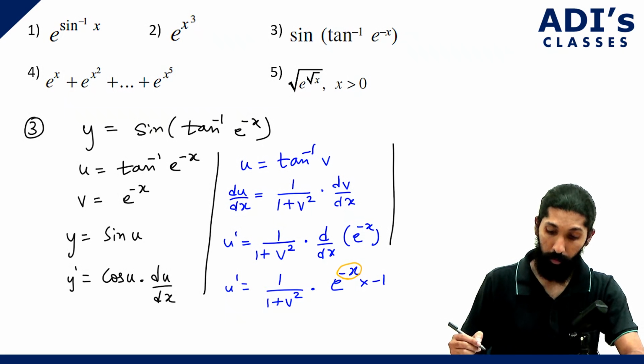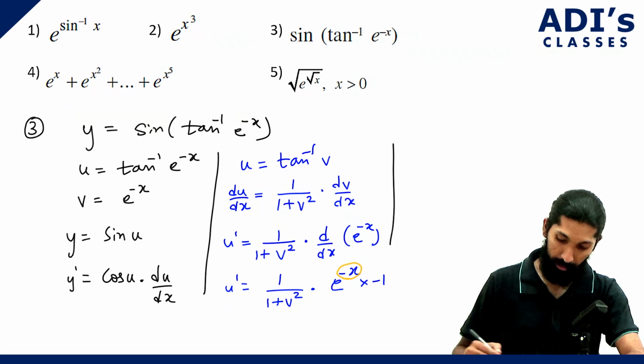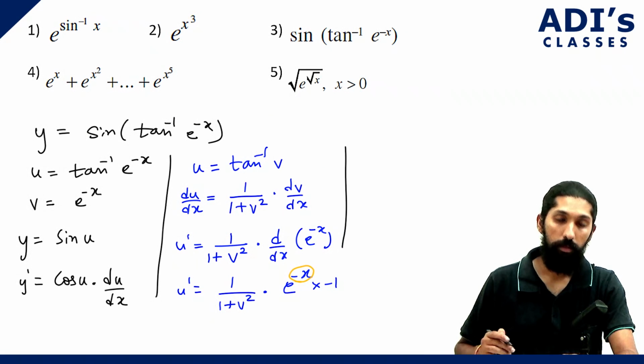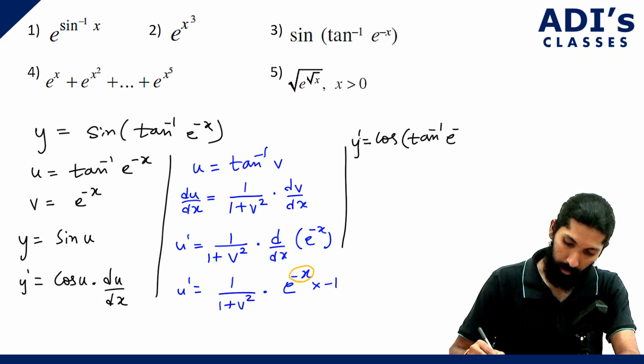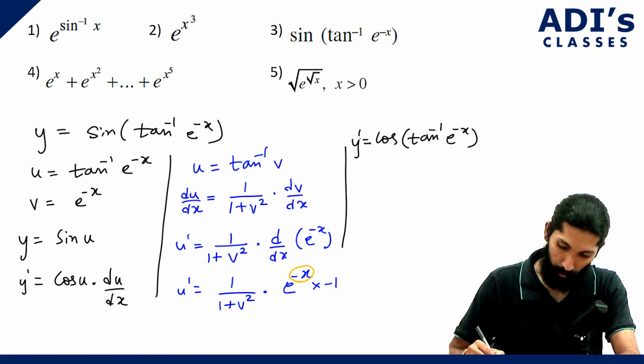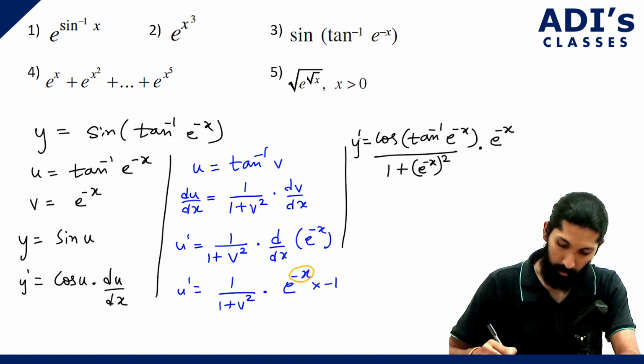Let's apply all of them together. When you apply all of them together, y dash is equal to cos of u, right? See, what you have now is y dash is equal to cos of tan inverse e power minus x into 1 divided by 1 plus e power minus x whole square into e power minus x into minus 1. So I'll write the last minus sign here.